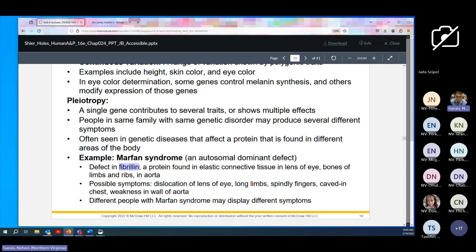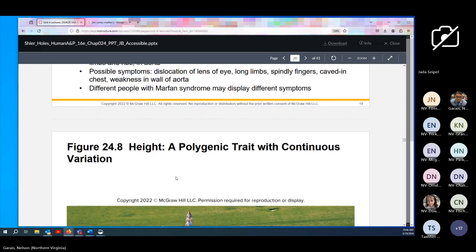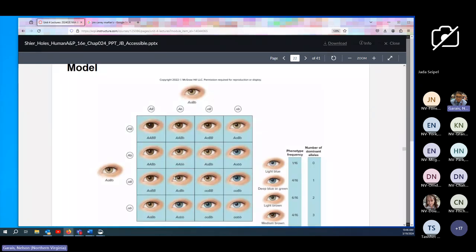You have a single defect that is now found in a whole bunch of places. So you've got joints all over yourself. And of course, Marfan's is autosomal dominant. So that means whoever has a capital M in their genotype is definitely going to have this disease. Now, all these other things are really cool, except for dislocation of the eye and weakness of your aortic wall. That's because your aorta is made out of a connective tissue that has a lot of fibrillin in it. And also your thoracic cage as well. Polygenic, eye color, polygenic.